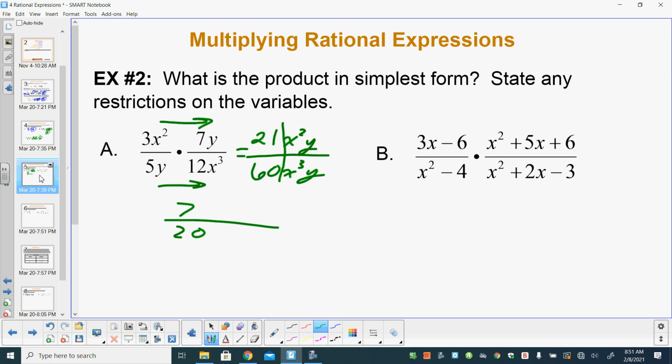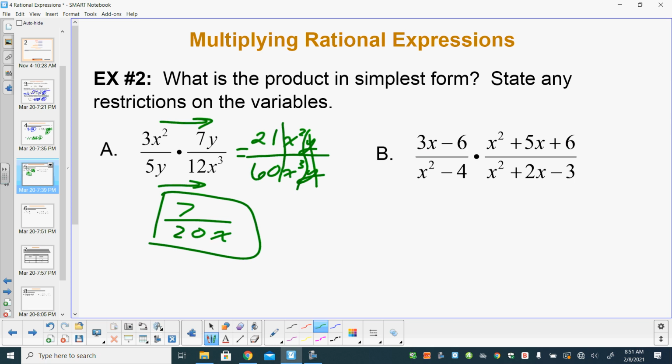What's x squared divided by x cubed? X on the bottom. Again, the difference between 3 and 2 is 1. But since the 3 is bigger on bottom, the x will go on bottom. All right, what about y divided by y? They'll just cancel each other out, leaving you with 7 over 20x. Questions?